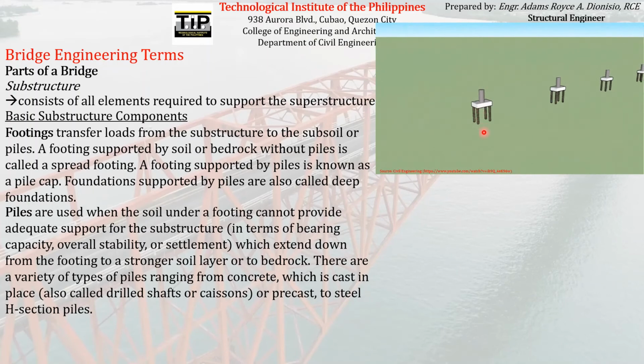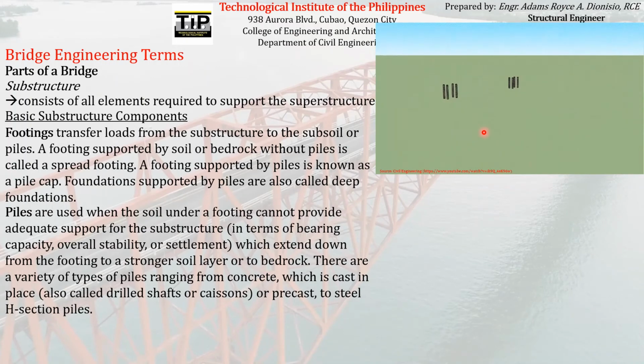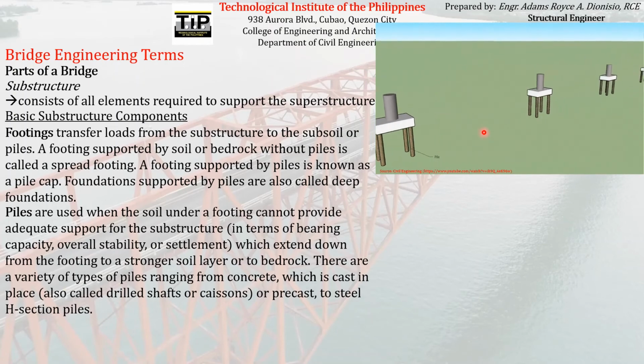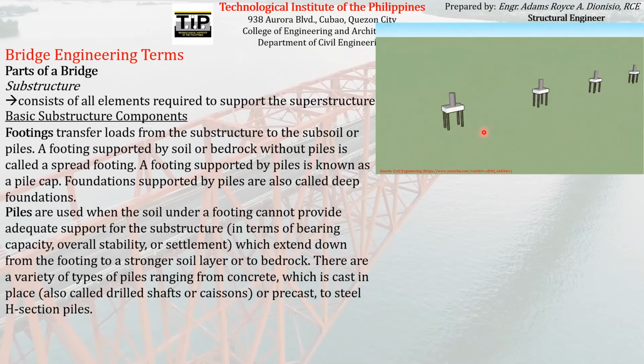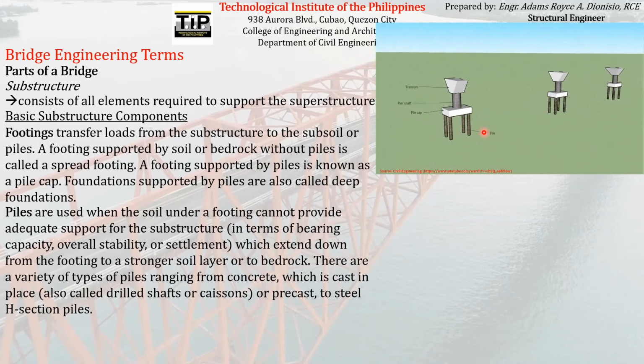The pile simply looks like a very long column that is embedded deep beneath the earth. It extends deep beneath the earth until it reaches a very strong soil layer or bedrock, wherein it can transfer the loads that are being carried by the substructure.